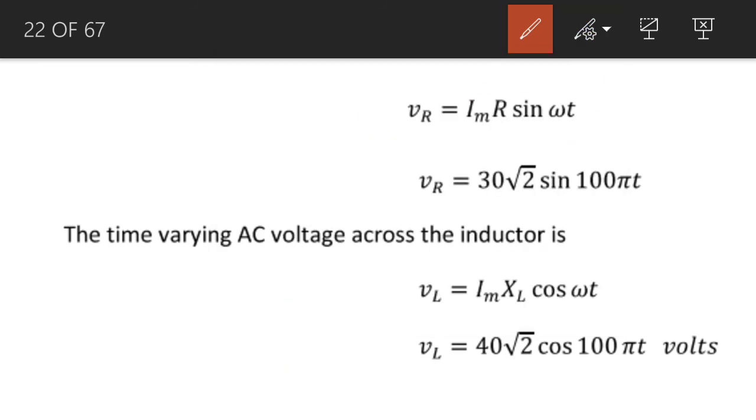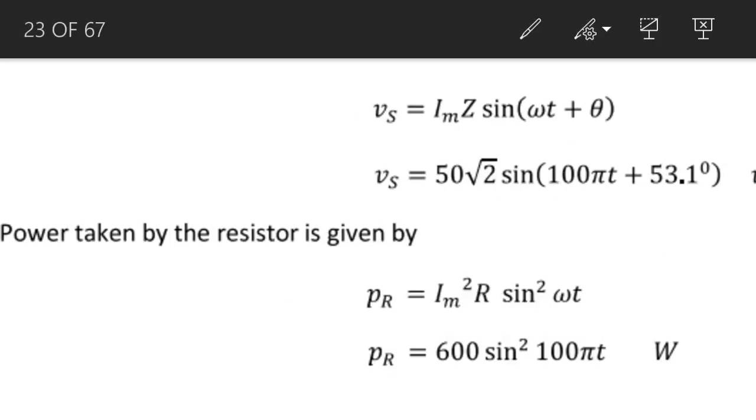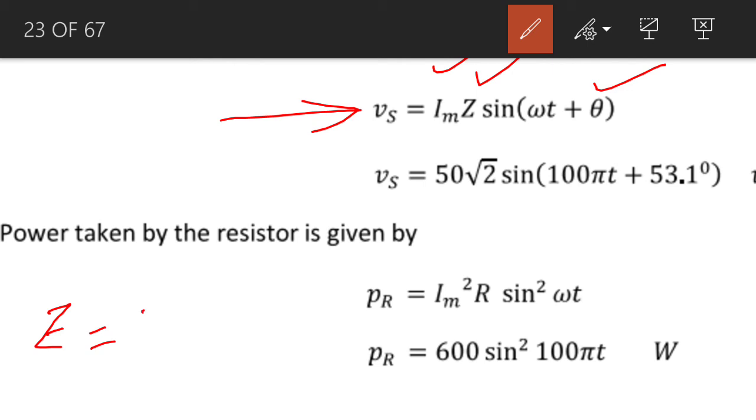Similarly, for the AC voltage across the source, we use this particular equation. We have the maximum value of the current, which is 10 under root 2. The magnitude of the impedance, we have already calculated, which is 5 with angle theta. Theta is with the impedance. You see, this impedance is basically equal to 5 with an angle of 53.1. So this 53.1 is theta. So Vs will be equal to 50 under root 2 sine of 100 pi t plus 53.1.